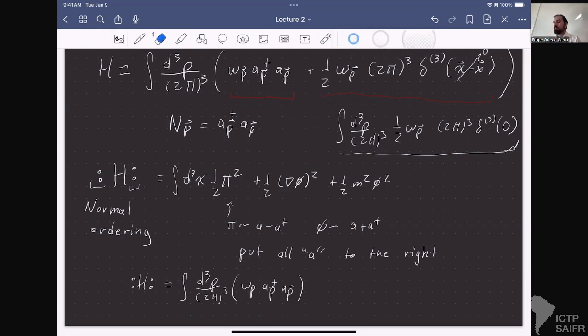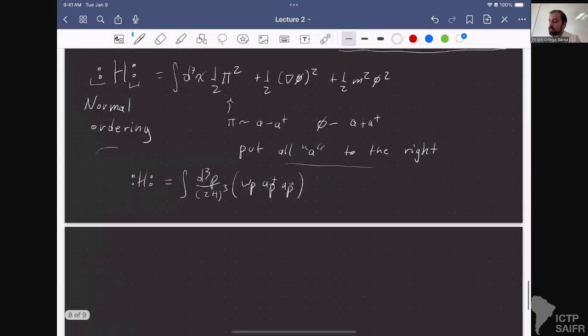So you might say, well, this is just a made up prescription, and in a sense it is, but it's also going to come in useful later on when we define what is also called time ordering. And there's going to be some relationships between normal ordering and time ordering of operators. Okay.